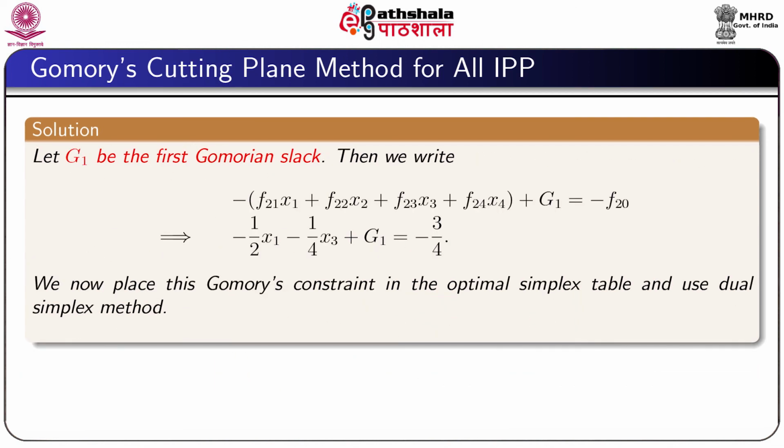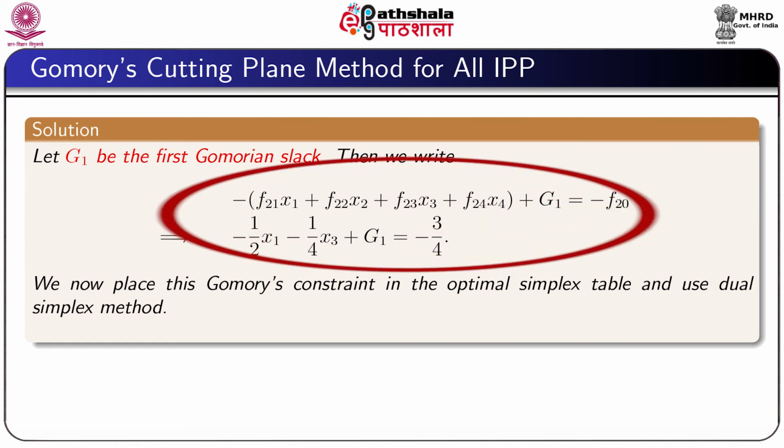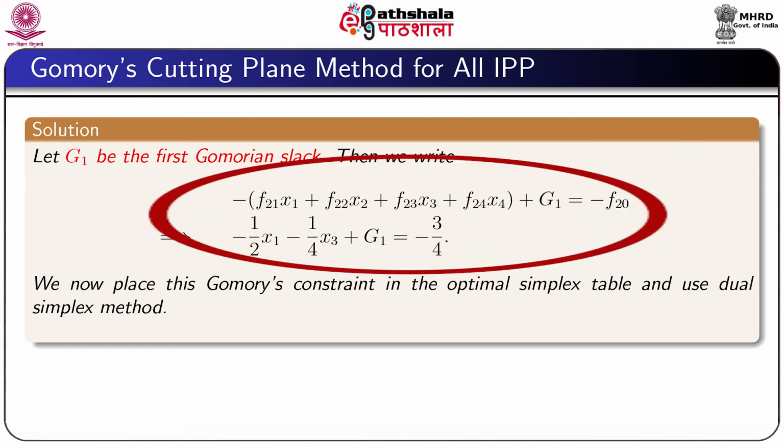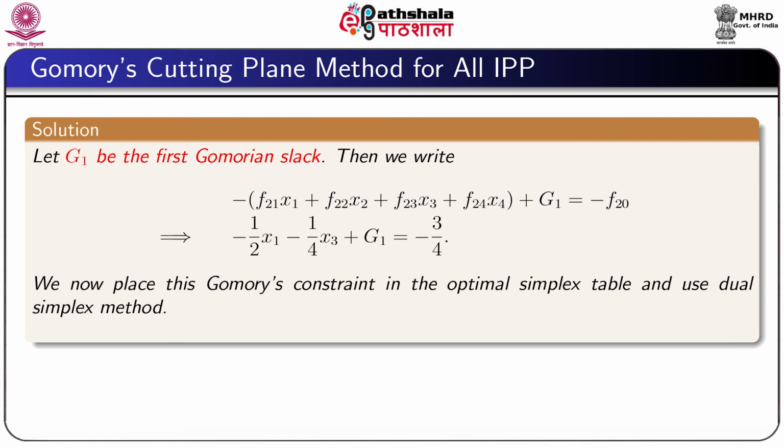Let G1 be the first Gomorian slack. Therefore, we can write the Gomorian constraint as minus f21 x1 plus f22 x2 plus f23 x3 plus f24 x4 plus G1 equal to minus f20, and this gives minus 1/2 x1 minus 1/4 x3 plus G1 equal to minus 3/4. Now, we place this Gomorian constraint in the optimal simplex table and we use the dual simplex method.